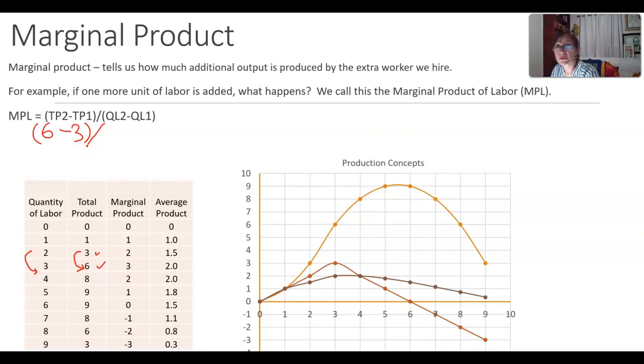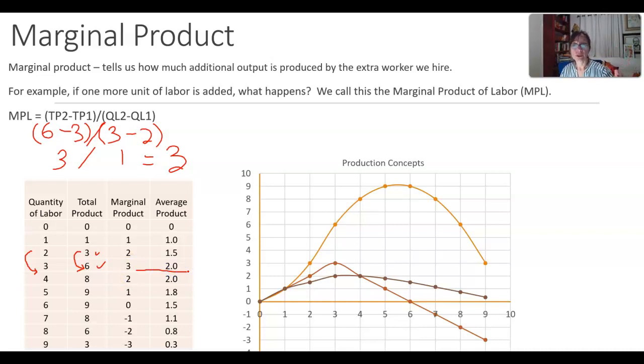So we went from 2 to 3. So 3 units of labor minus the previous 2 units of labor. So that's 1. And 6 minus 3 is 3. So this tells us that our marginal product from the third person was 3 units. In other words, the third person added 3 units to the process. But note that the average product is still 2.